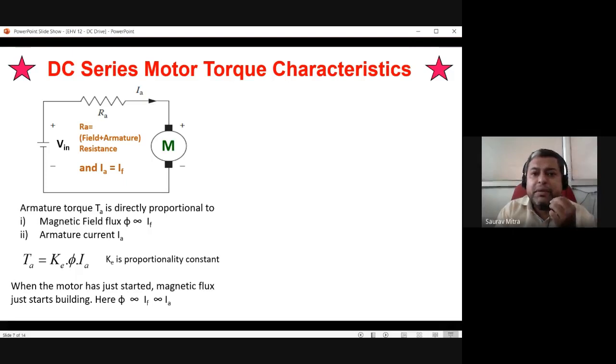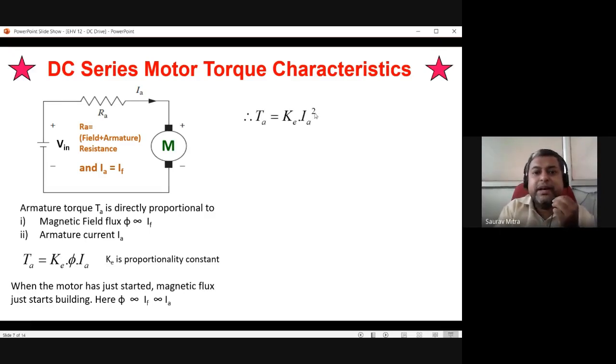As the motor keeps on building up speed, Ia keeps on increasing. At that time phi keeps on increasing, and at a certain point phi goes into saturation. So phi is the magnetic flux. This is the only thing that you have to understand clearly. So phi at the initial stage of motor starting is very less, and phi is proportional to Ia, which is shown here. Phi is proportional to If, and for a series motor If and Ia are the same. So phi is proportional to Ia. Initially Ia value is very less because the motor has just started. Armature current is very less. In that case, phi value is very less.